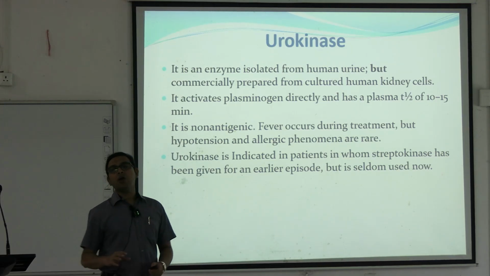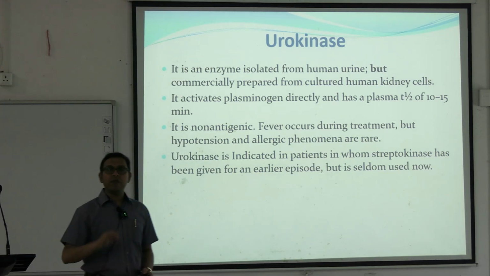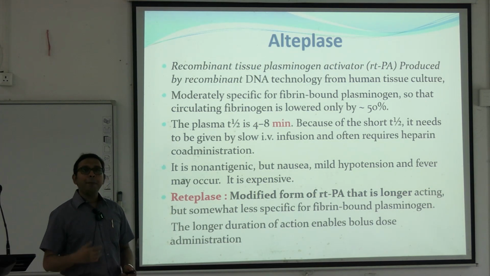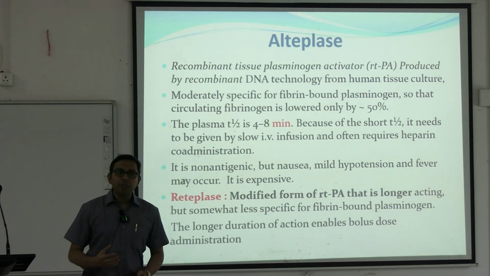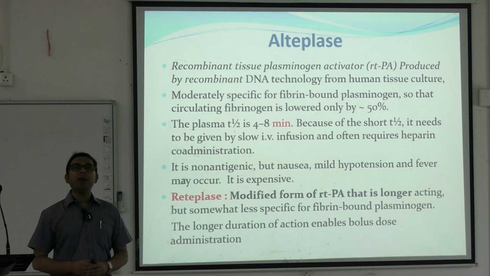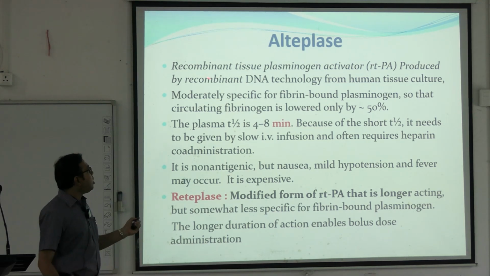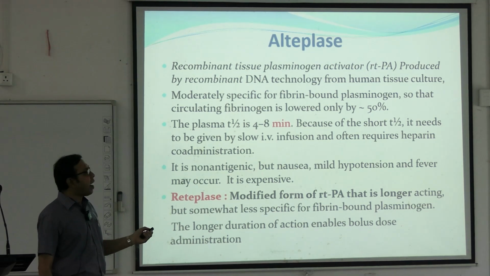Previously, if we could not use streptokinase, we could give urokinase, but now we are mainly using Alteplase, Reteplase and Tenecteplase. Alteplase is mainly developed by recombinant DNA technology. It is a recombinant tissue plasminogen activator.